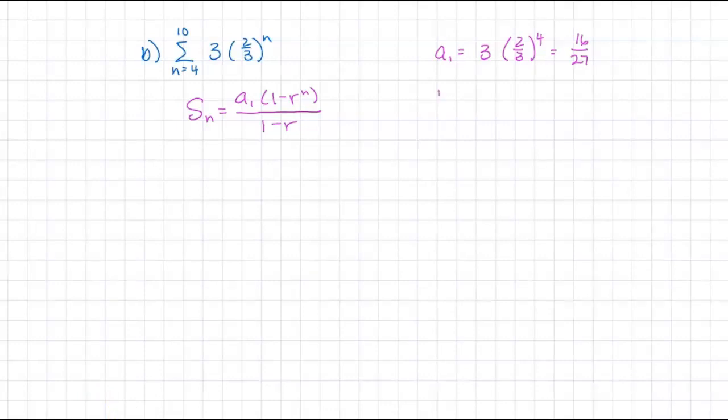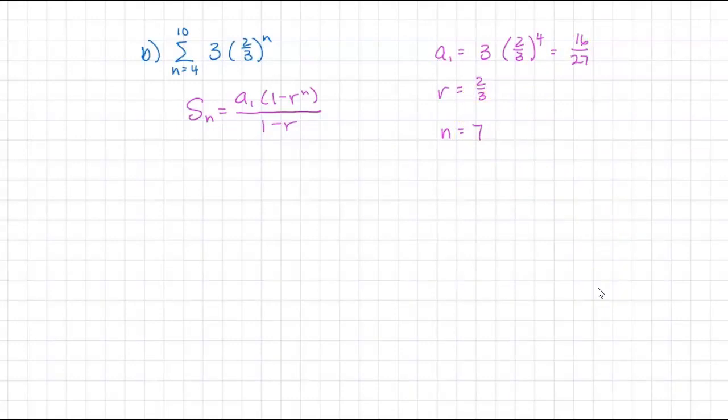Okay, we need an r. r is always going to be your base, which is 2/3, and we need an n. And remember, n is the number of terms. So from 4 to 10, you actually have 7 terms. And again, think of it as if you were assigned problems 4 through 10 for homework, how many problems are you going to have to do? You're going to do 10 minus 4, which is 6, plus 1 more. You have to do problem number 4. So you're going to do 7 problems.